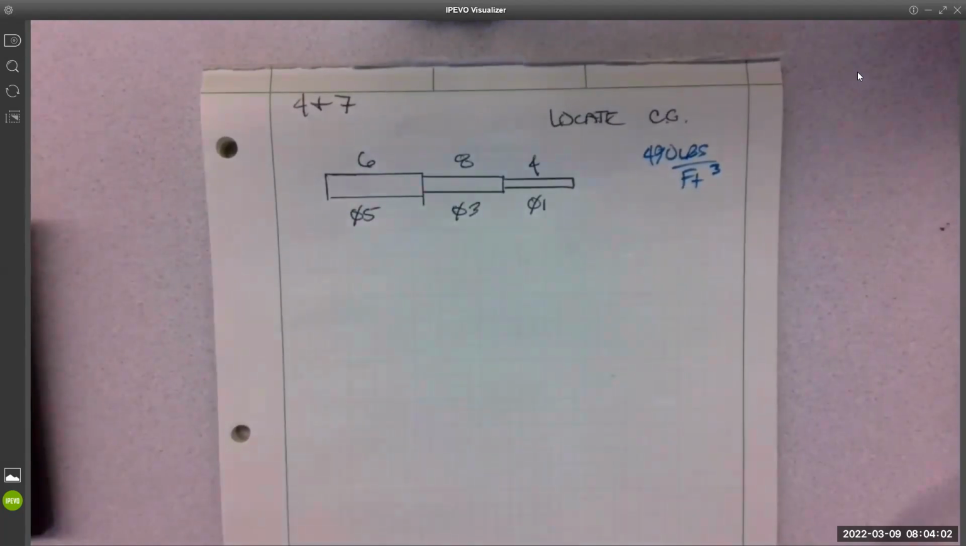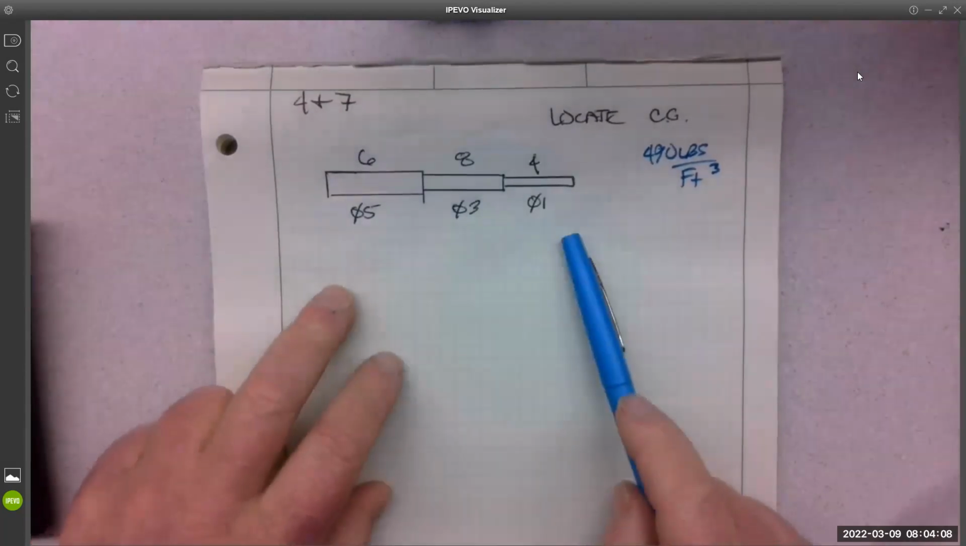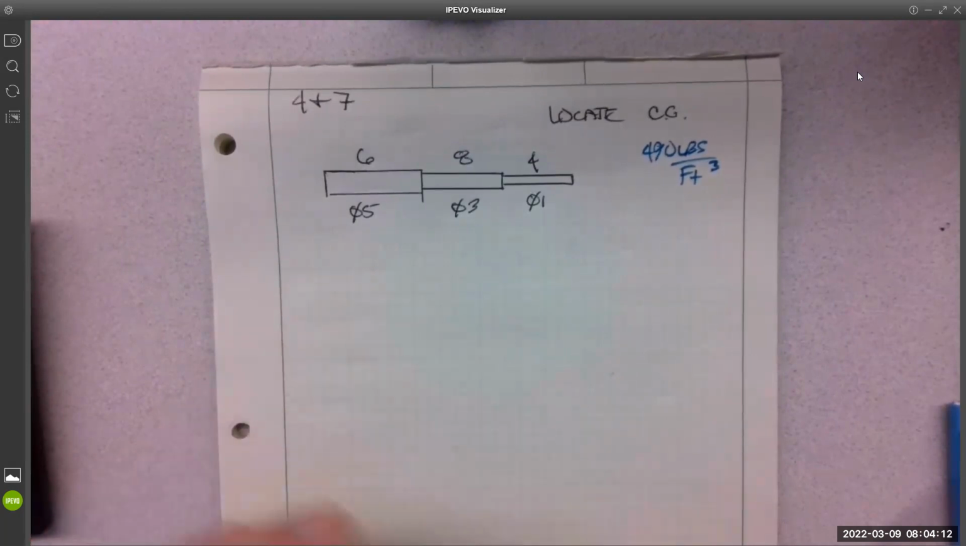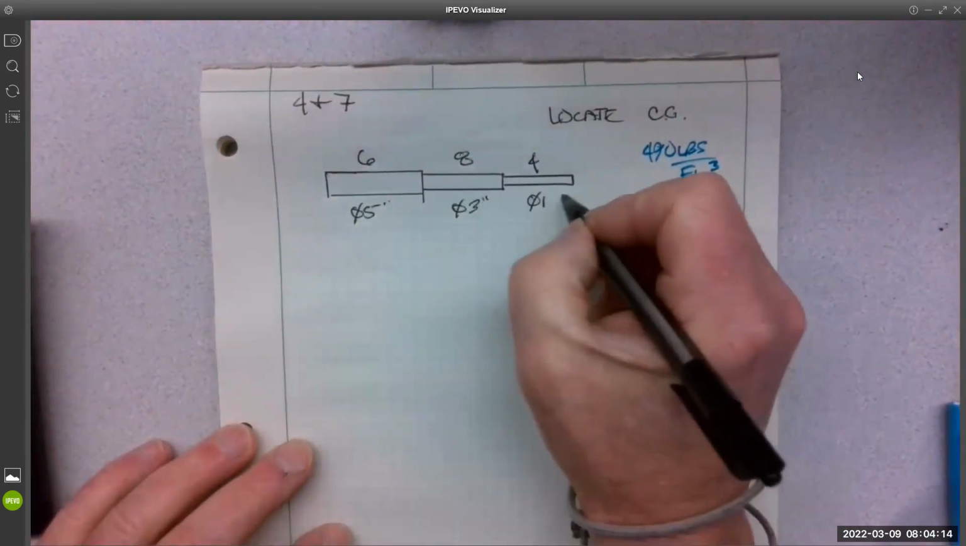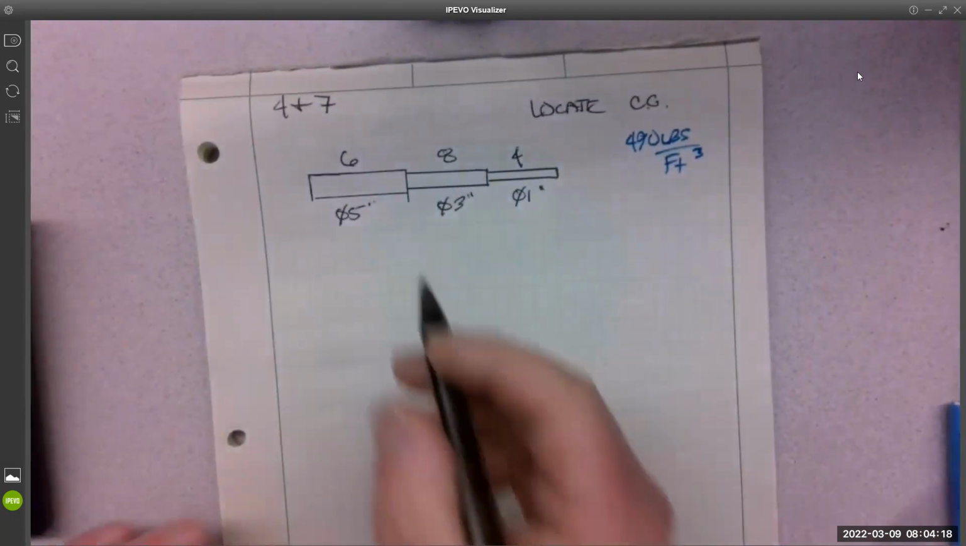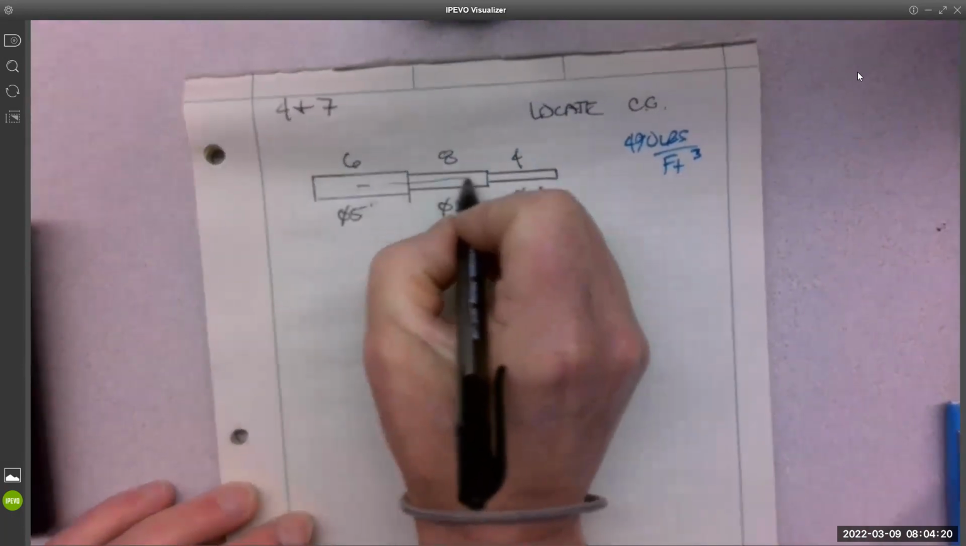Yeah, so that's almost always the situation. They're going to give it to you in PCF, pounds per cubic foot. And a lot of times your units are going to be in inches, which I think these are in inches, correct? Yeah. So just be aware of that. You're going to have to do some kind of conversion.